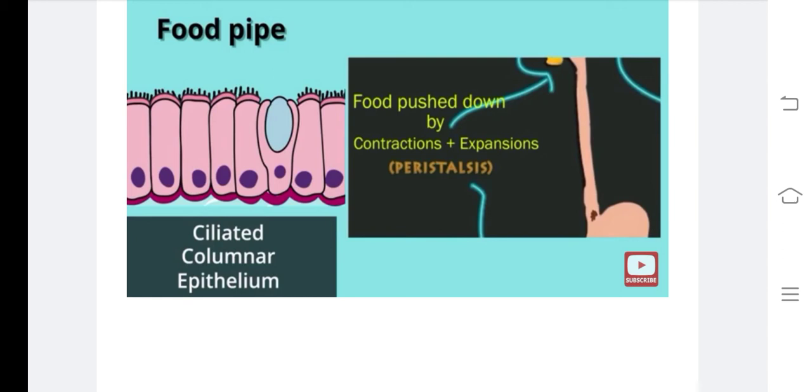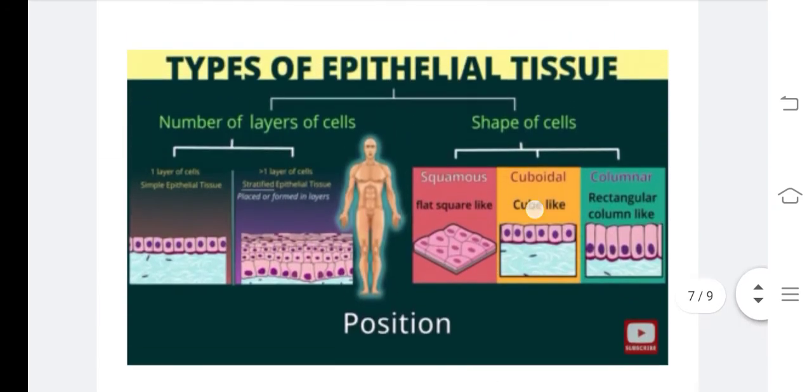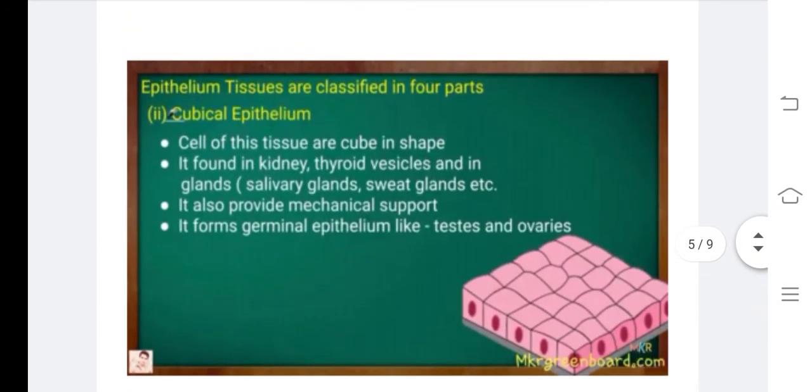The food has to pass through the esophagus due to the peristaltic movement, the contraction and relaxation of the muscles present in the esophagus. In this function, ciliated columnar epithelial tissues help in the digestion process. Where are they present? In the esophagus. I hope you understand about animal tissue. I have covered only one type of tissue. What is that? Epithelial tissue.